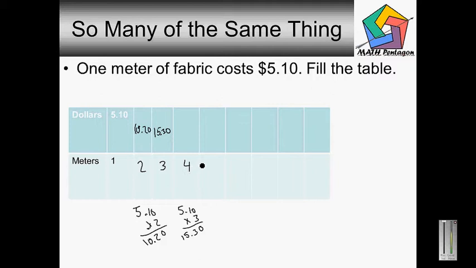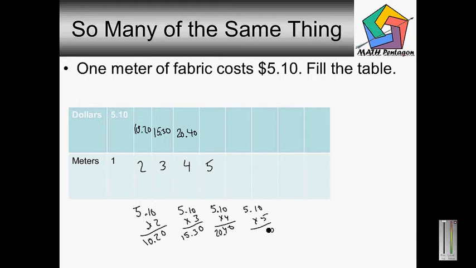And for 4 meters of fabric, we would just do $5.10 times 4. 0 times 4 is 0, 4 times 1 is 4, and 5 times 4 is 20. So $20.40 it would cost for 4 meters of fabric. So for 5 meters of fabric, you would just do $5.10 times 5.